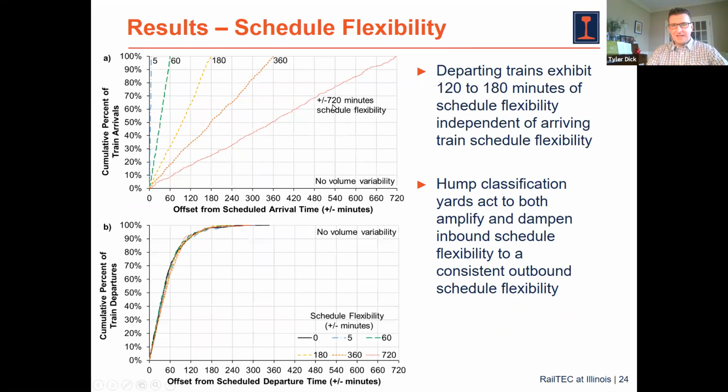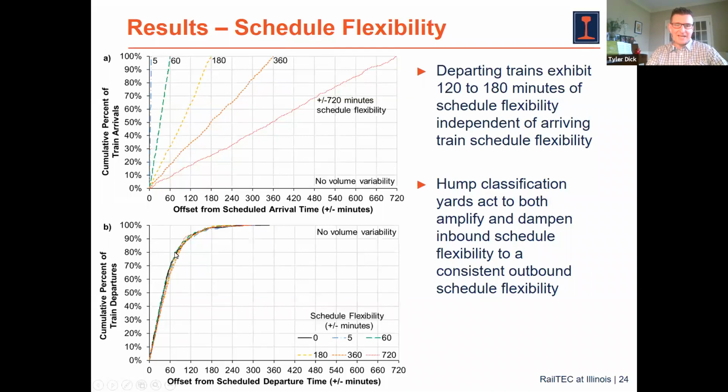And as you'd expect, this pretty much matches our experimental settings, where we have essentially a linear distribution across our scheduled arrival time. That's a function of how much schedule flexibility we're inputting in the yard. So that's something that we're controlling with our experimental scenarios. But when we look at our actual trains departing, what we find is that regardless of what we put into the yard, we get this same distribution of trains departing.